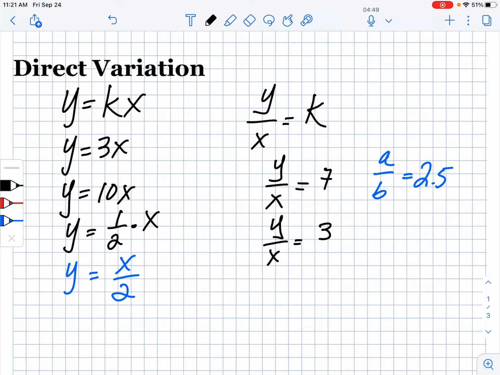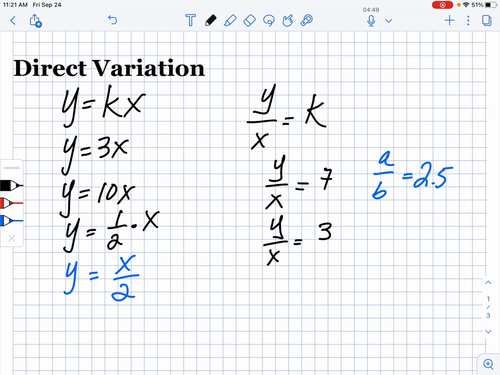In this video, I just want to do a quick review of direct variation, what that's going to look like as an equation, as a graph, and as a table. So on the left, you see I've got a couple examples over here. Okay, so this is our main form, y equals k times x.